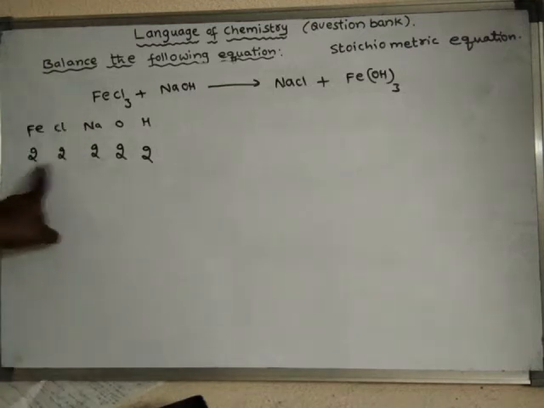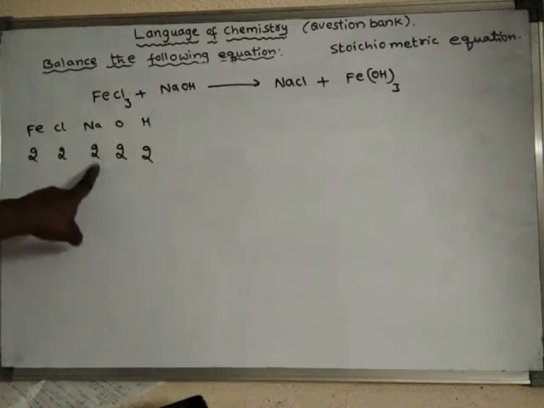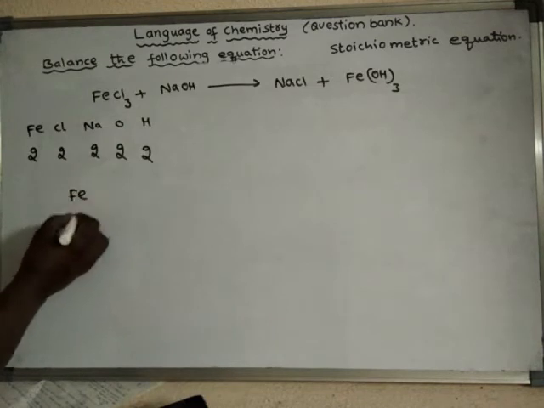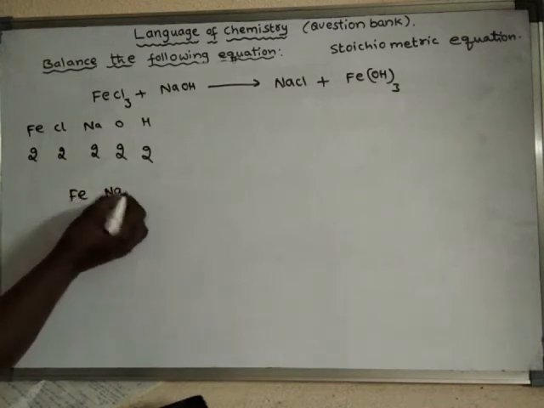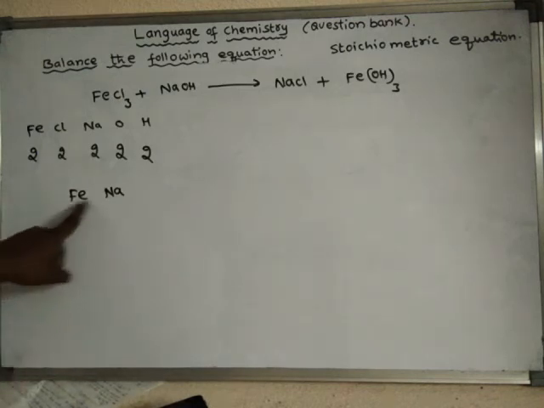So when 2 metals have the same frequency number, then we have to write the metal atom with the higher atomic number first. So iron, its atomic number is 26, whereas sodium's atomic number is 11 only. Okay, so that means iron will come first. After writing iron, we have to write sodium. So now metals are finished.